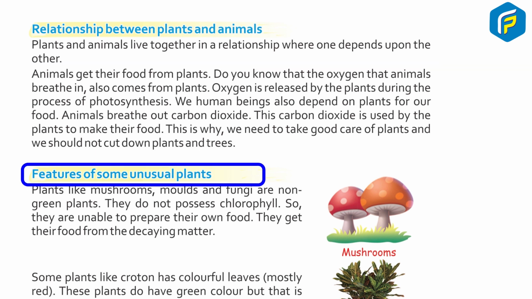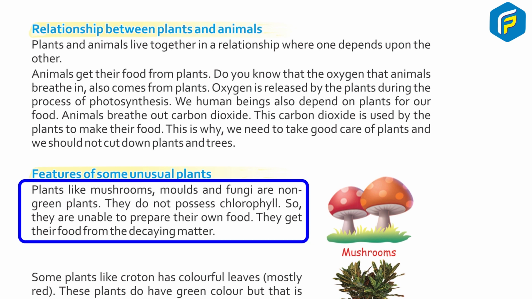Features of some unusual plants. Plants like mushrooms, molds and fungi are non-green plants. They do not possess chlorophyll, so they are unable to prepare their own food. They get their food from decaying matter.